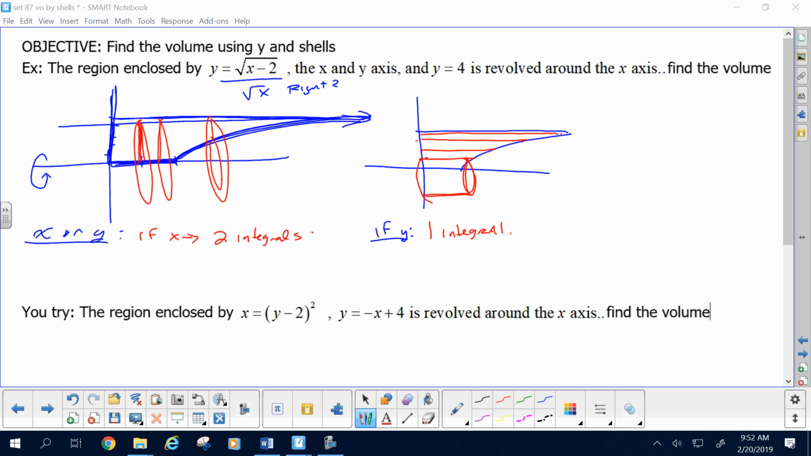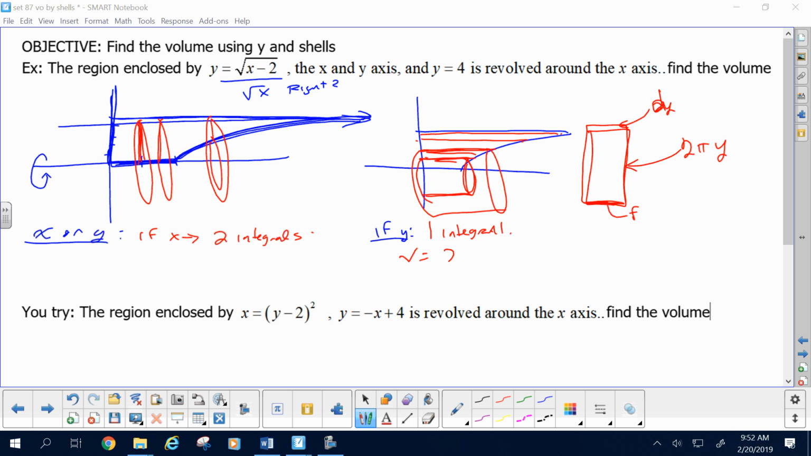So what is the integrand here? If I unroll this, then what's this dimension here? 2 pi y. Okay, the radius is y. What's this dimension, which corresponds to this length? That is the function. And the thickness is dx or dy? dy. Okay.